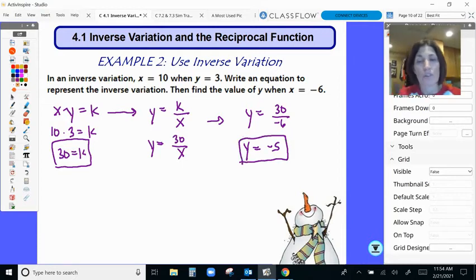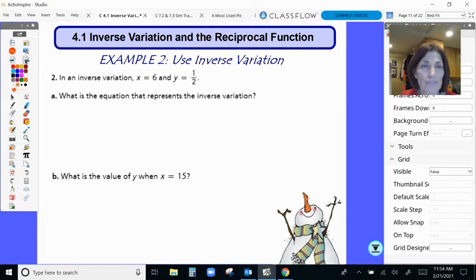Now some of these you could probably do in your head, but you might not want to get in the habit of just doing that because we might end up with funky numbers that you might not be able to do in your head, okay? So make sure you know how to go through the process of finding your indirect or your inverse variation function.